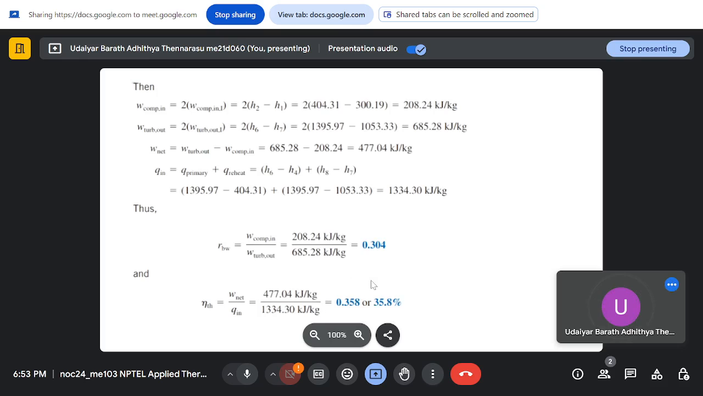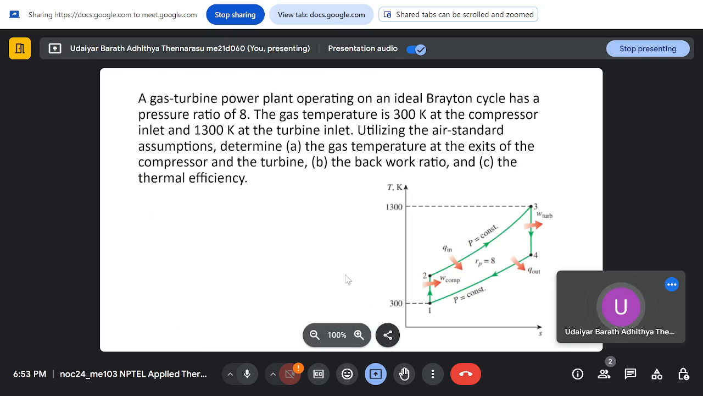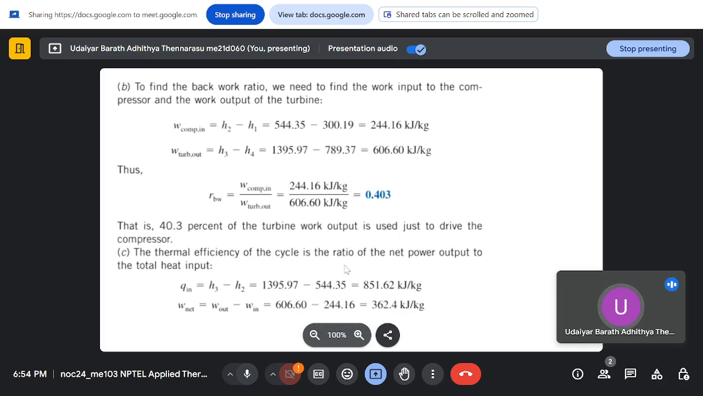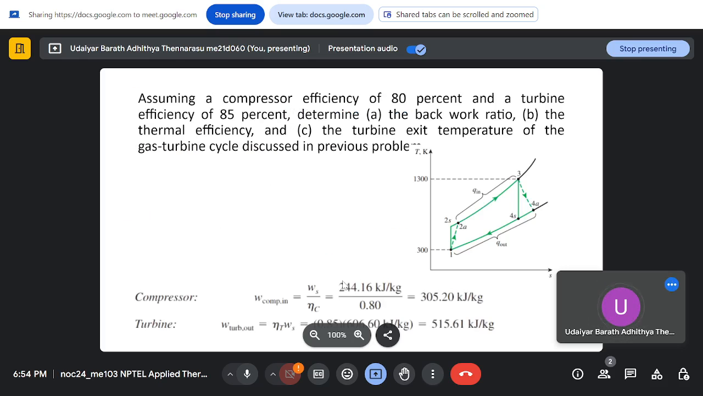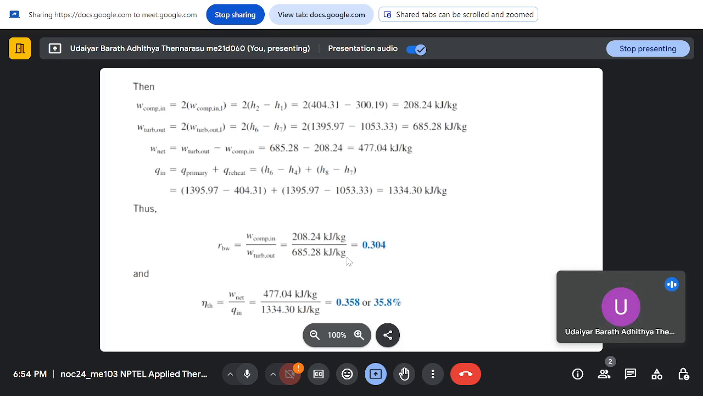So if you see, compared to the previous one, when you had a single stage with no regenerator, the back work ratio was 40.3% and your efficiency was 42.6%. Now with a two stage, the back work ratio has come down to 30.4%. So you are having much more work output, but having this intercooler and reheater has not increased your efficiency, it has decreased your efficiency.